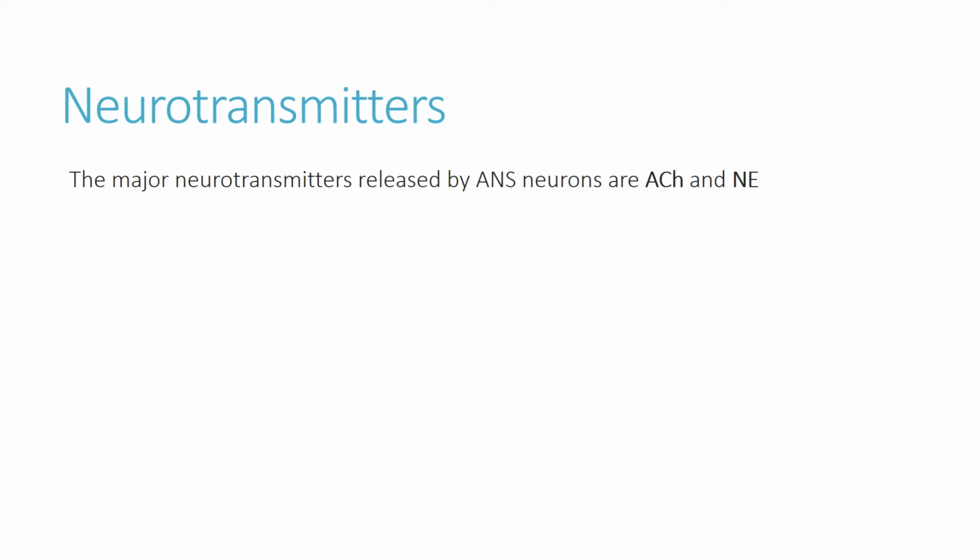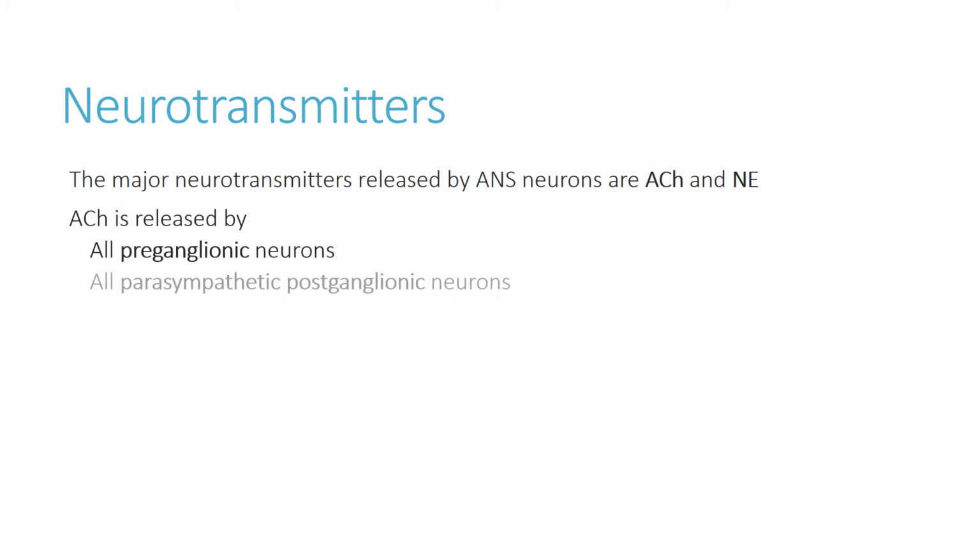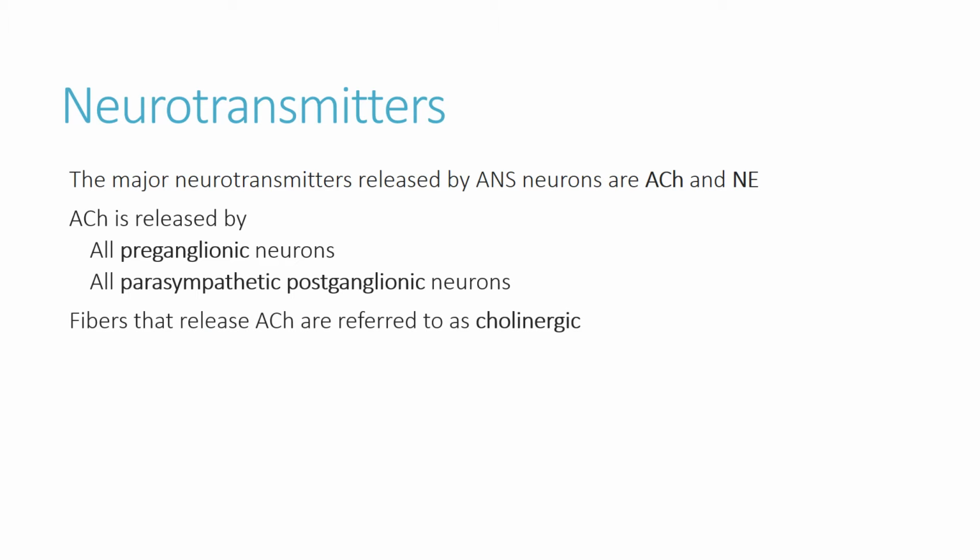The major neurotransmitters released by autonomic nervous system neurons are acetylcholine and norepinephrine. Acetylcholine is released by all preganglionic neurons and all parasympathetic postganglionic neurons. The fibers that release acetylcholine are referred to as cholinergic fibers. The choline part of cholinergic refers to acetylcholine.